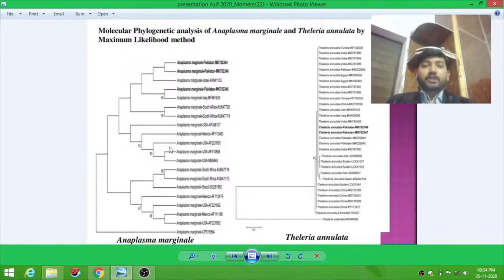This is the phylogenetic tree of the partial gene sequences. In sequencing, we did three strains for Anaplasma marginale. They were identical to the Israel and Iraq samples. In case of Theileria annulata, we reported two strains that were identical to the Indian and the Pakistani strains.